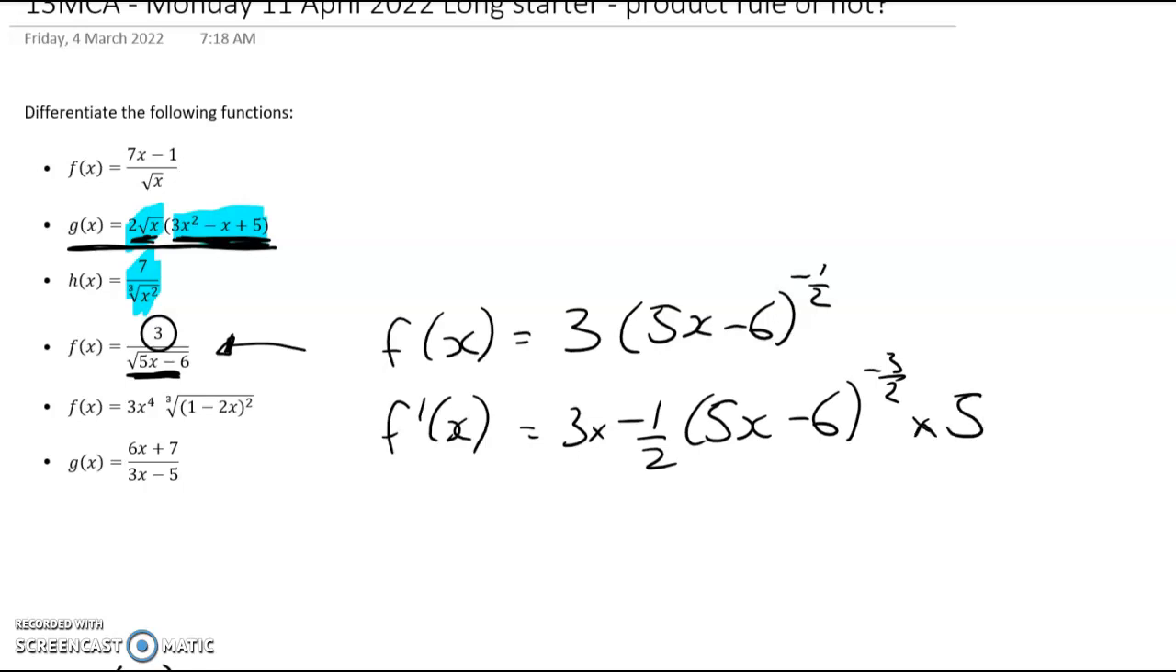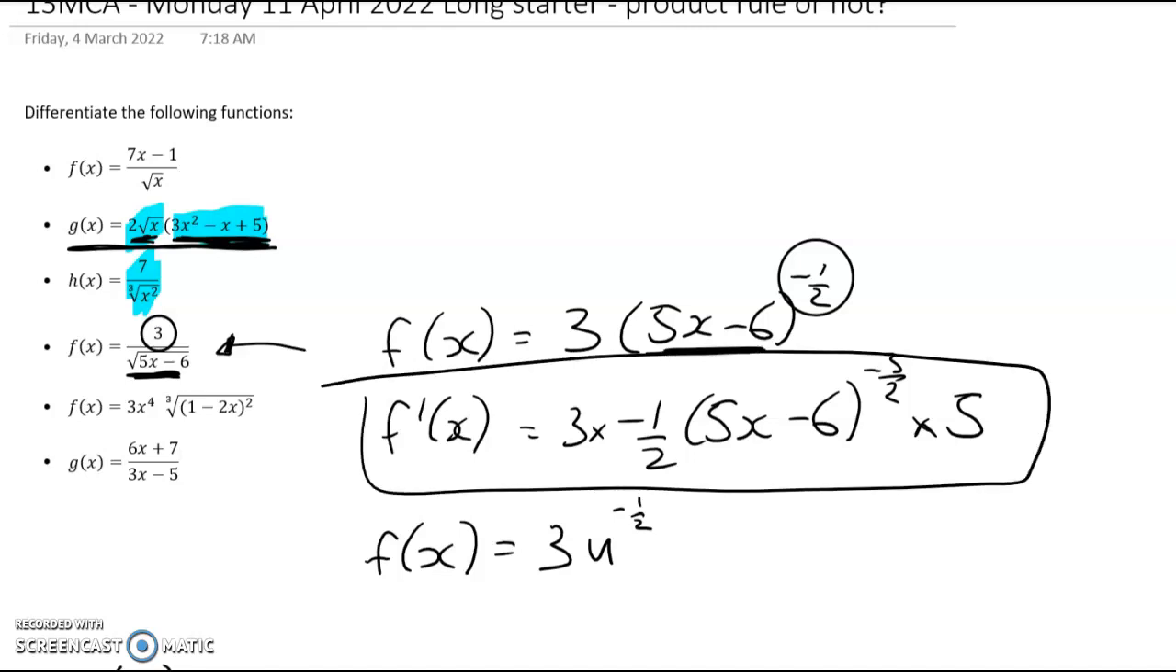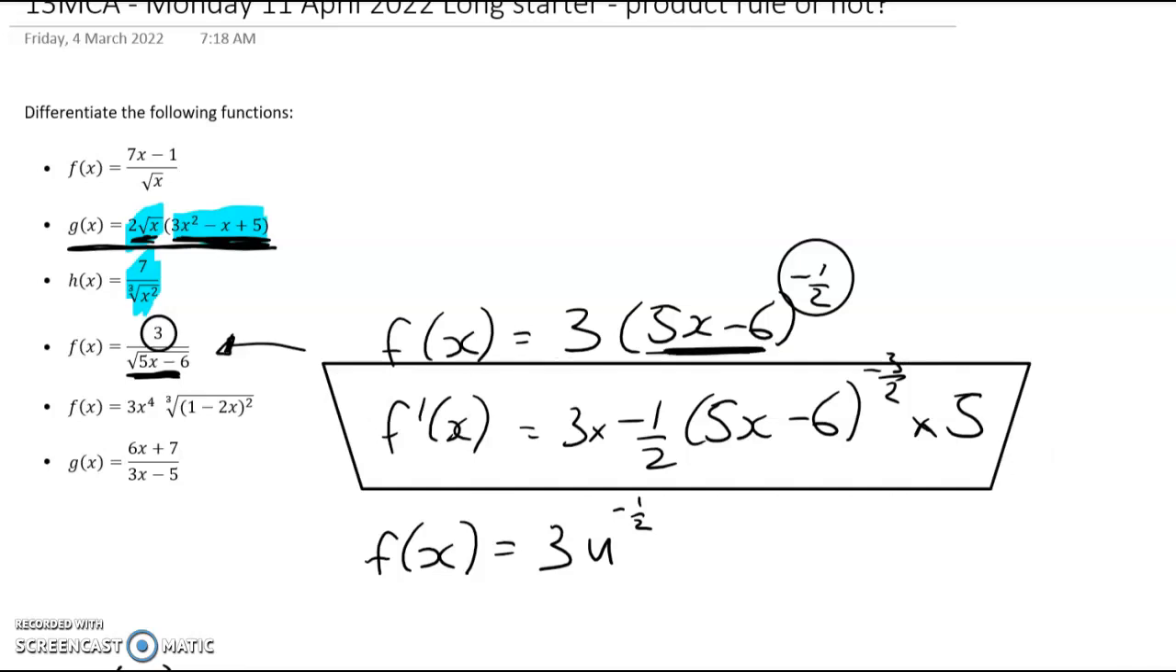So this time I am using the chain rule, right? This is my inside function and this is my outside function. If you want to do that more slowly, you could write it out as f of x is equal to 3u to the negative a half and go from there. But I'm hoping that by this stage, because you guys have done this already in AS last year, you're pretty confident just going directly to that, thinking about the inside and the outside function.